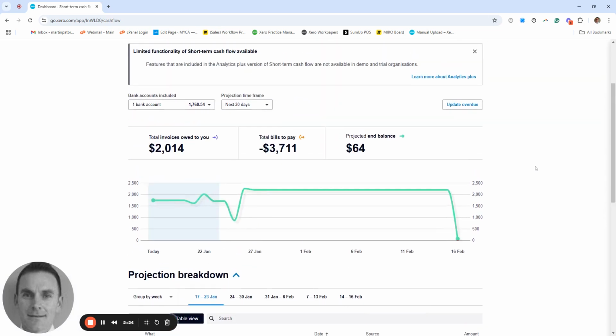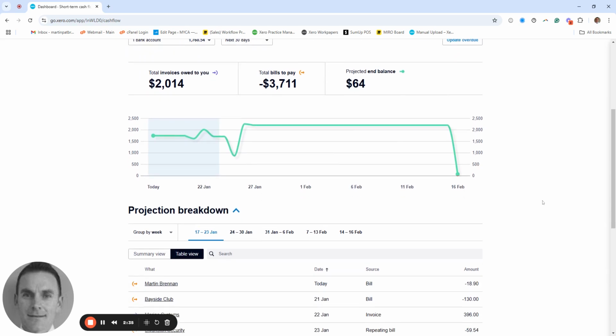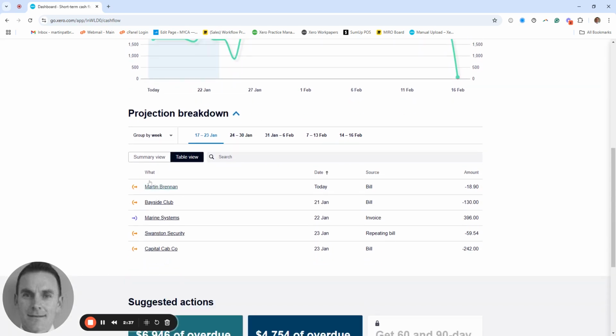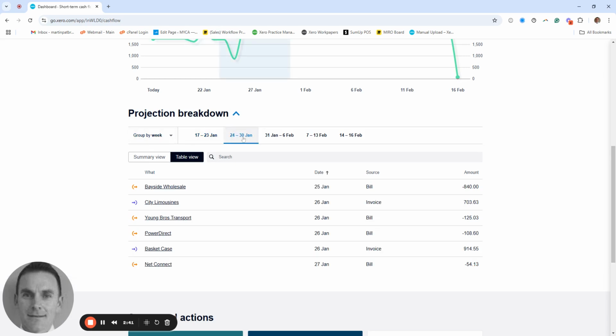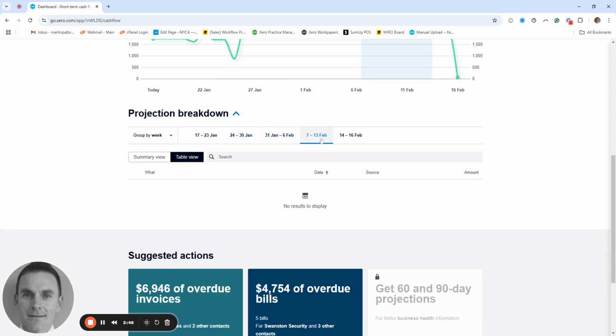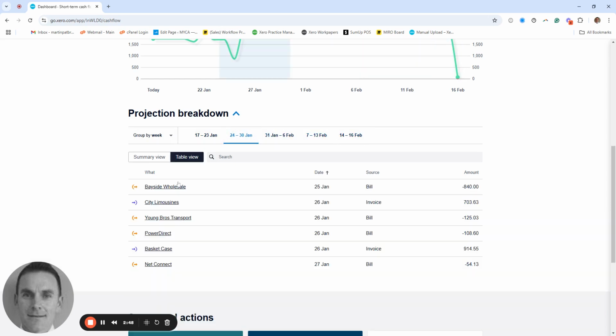So in order to get a handle on that, if this was the situation in your business, you want to make sure that you take in your 2,000 and you can delay the 3,711 until such time that you have more sales made. Again, you can have a quick overview here, where you can group it by week to show these weeks over the next 30 days, what monies are going to be going out.